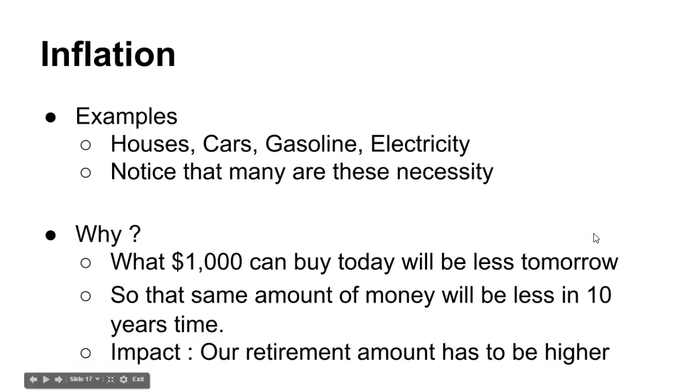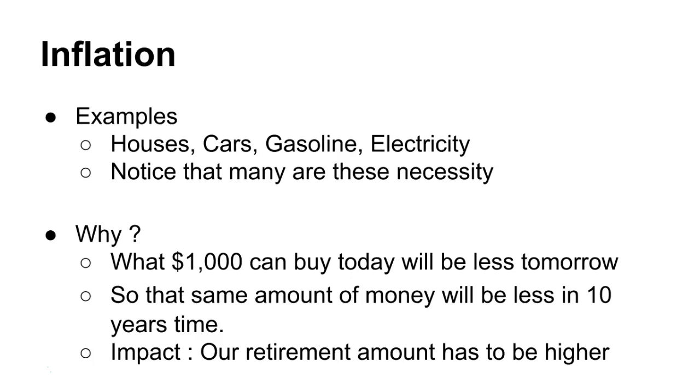Examples today are that both our daily wants and our daily needs, the prices of these items have been increasing. So prices of houses, cars, gasoline, electricity, most of it, I think we kind of need them. And as these prices go up, our purchasing power reduces.